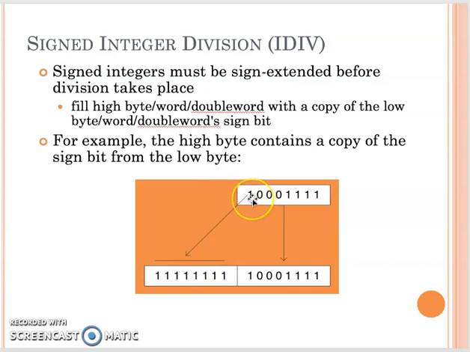Instead, we need to do sign extension. So when we do signed integer division, the signed integer needs to be extended before the division takes place. The higher byte, word, or double word is a copy of the sign bit of the lower part, the sign extension.